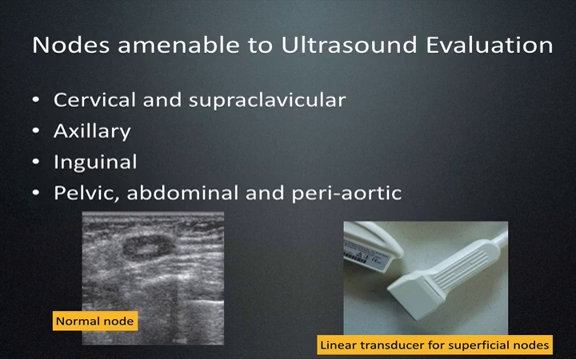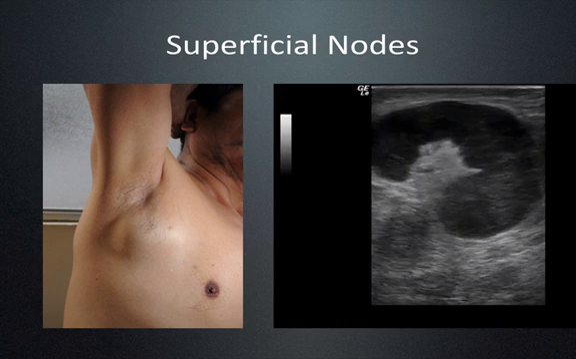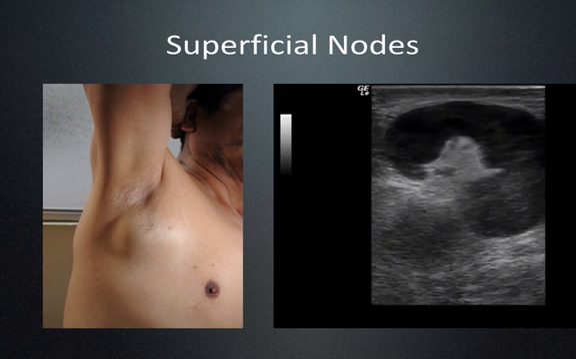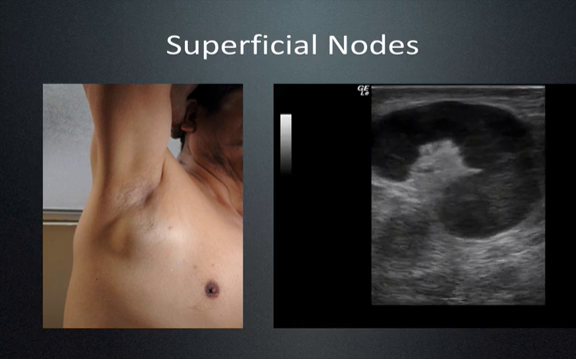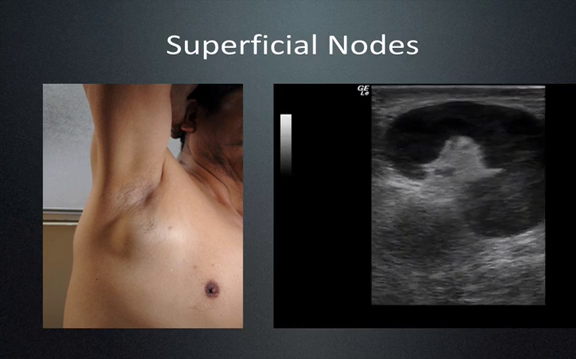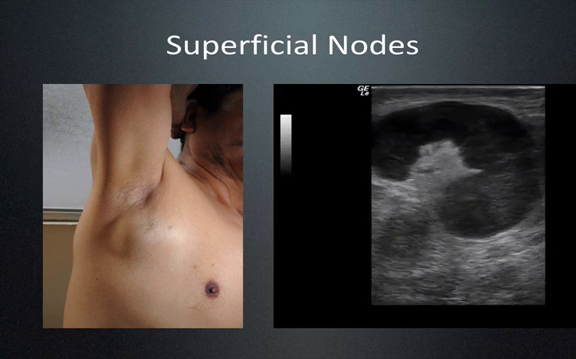A little later on in this video, we'll show you how to appropriately image the pelvic or abdominal or peri-aortic nodes. This is a young man that I was asked to scan who actually had quite an interesting past medical history. He told me he had had this lump under his axilla for several weeks and didn't know what it was. But he also told me that he had a past medical history of pulmonary tuberculosis.